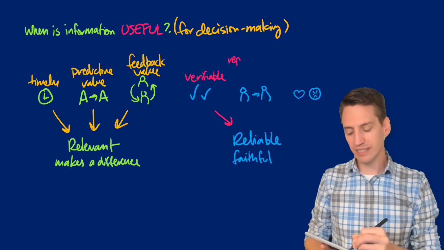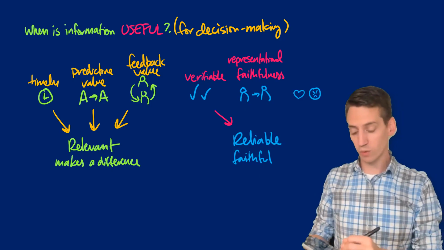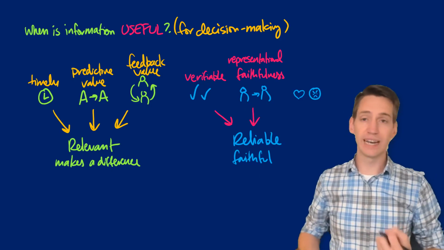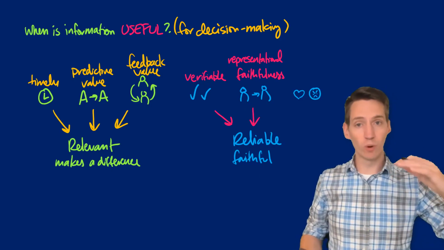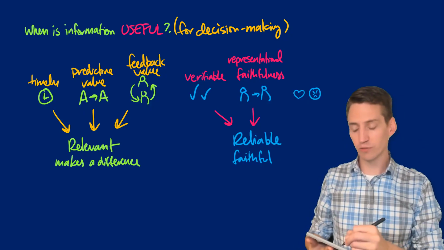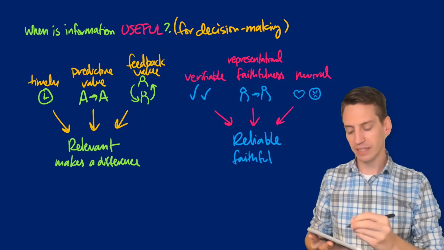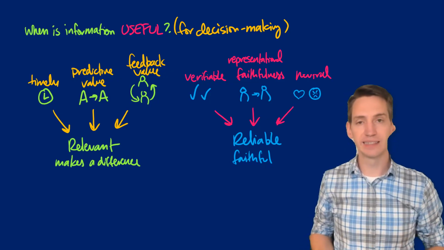It has to have representational faithfulness. And this means it reports what actually happened. So financial statements would have to accurately report the economic activity for the company. And finally, in order for information to be reliable, it must be neutral, meaning that it is free from bias.